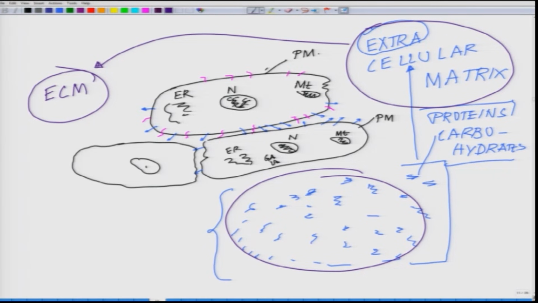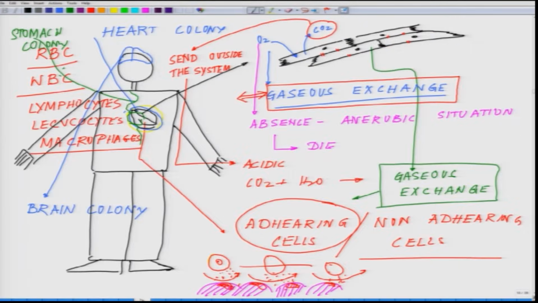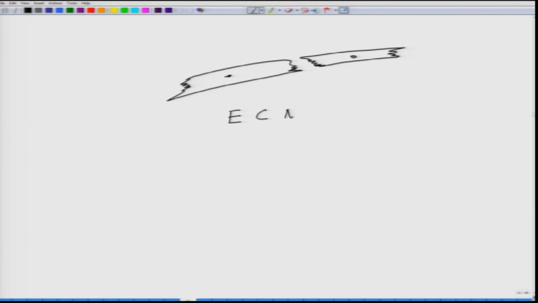Now, coming back here, if I have to grow these cells outside, so you take out these cells, the first thing I have to mimic is, if I have these cells out here, I should have the right set of ECM, extracellular matrix.